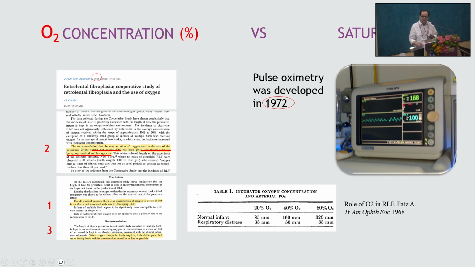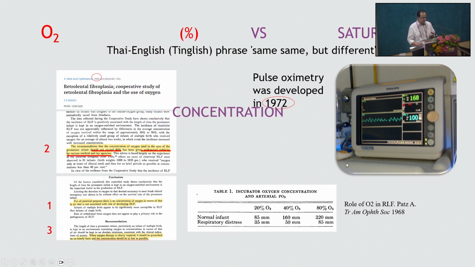But now we have the saturation. It's easier to monitor it. It's easier to measure it. It may sound the same. It has the same unit also, but it's totally different. And I'll tell you why. The concentration is something which we have totally forgotten now. We just concentrate on the saturation, and we don't see how much concentration of oxygen is being given.